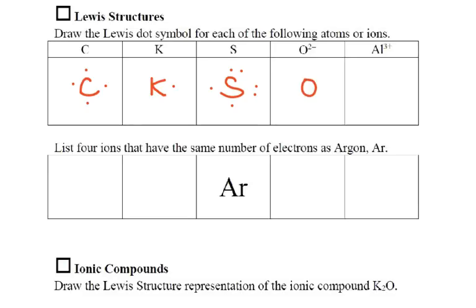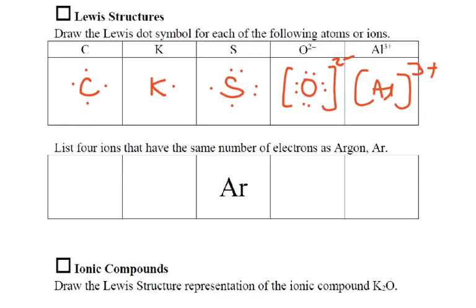Oxygen now starts with 6. It's an ion, and it's a 2- ion, which means it has 2 extra electrons, so it ends up with a full octet, 8 electrons. And aluminum usually has 3, but because it's 3+, that means it lost its 3 electrons, so it gets no dots, no valence electrons.